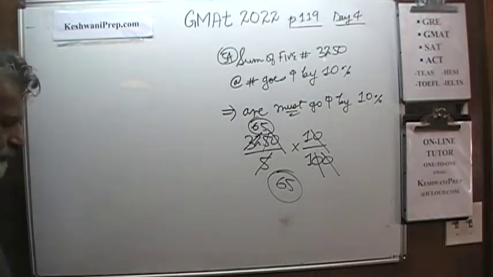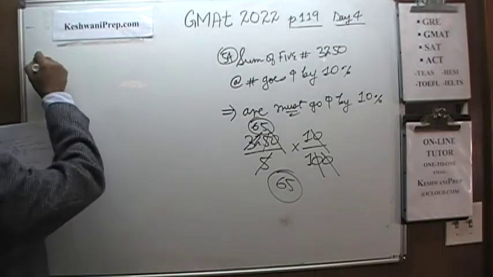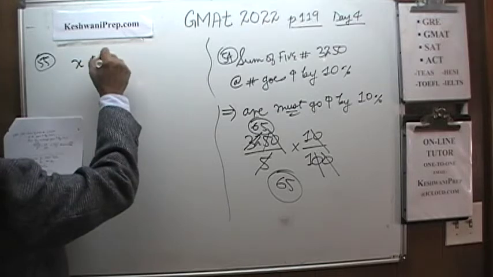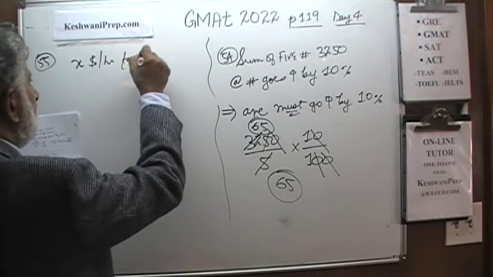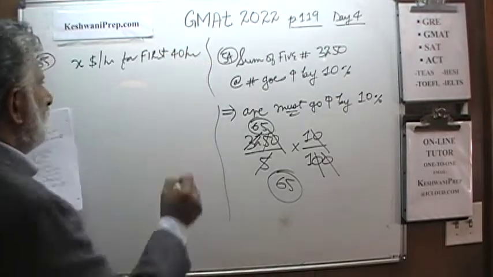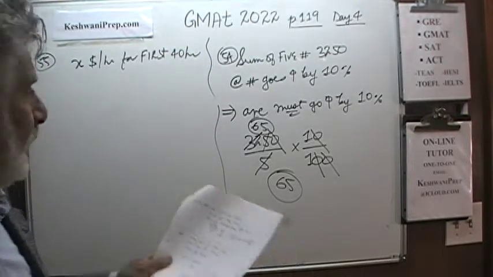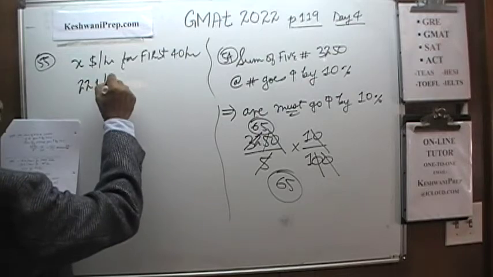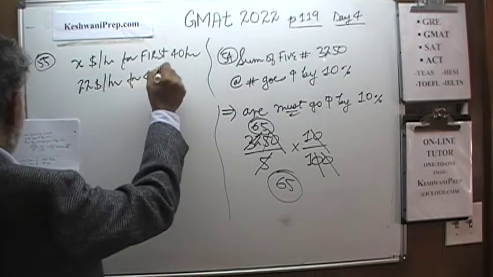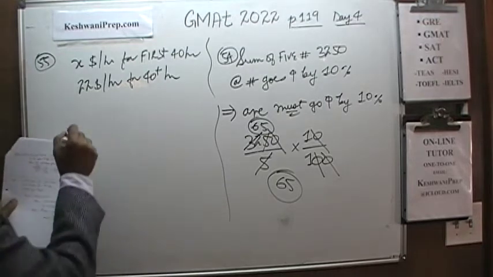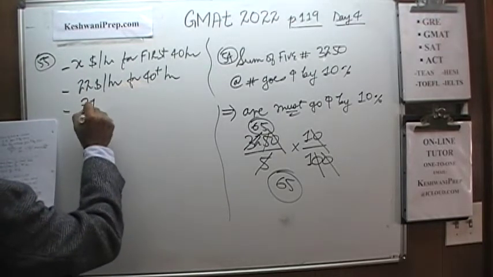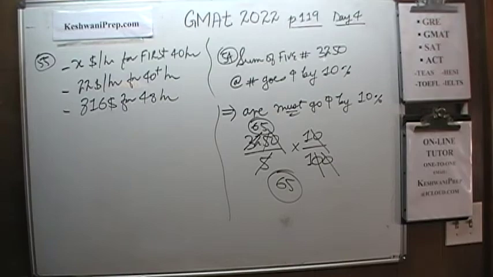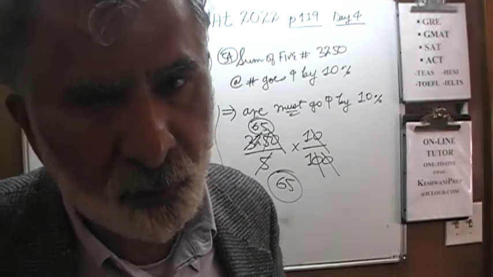Number 55. We are getting X dollars per hour for the first 40 hours. For the first 40 hours that we work, we're going to get X dollars per hour. After that, we're going to get $22 per hour for anything 40 plus hours, anything that we work in excess of 40 hours. We are further told that we have made $816 for 48 hours. The question simply is, what is the hourly wage for the first 40 hours for the regular week?